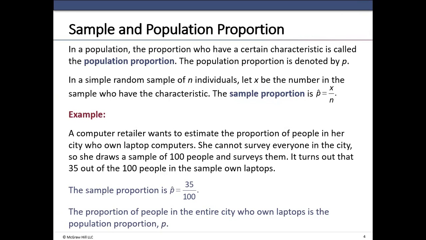A computer retailer wants to estimate the proportion of people in a city who own laptop computers. She cannot survey everyone in the city, so she draws a sample of 100 people and surveys them. It turns out that 35 out of the 100 people in the sample own laptops. Sample proportion P hat is then 35 out of 100, or 0.35. The proportion of people in the entire city who own laptops is the population proportion P.